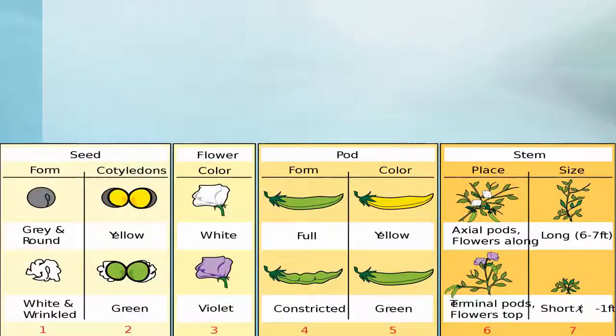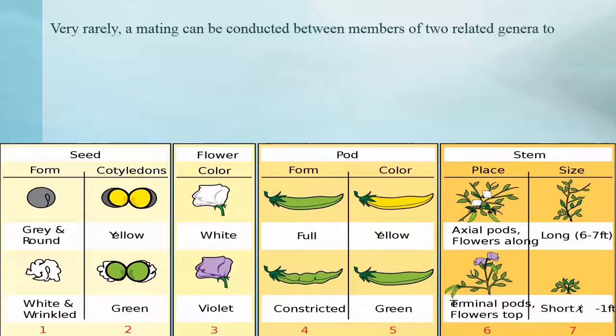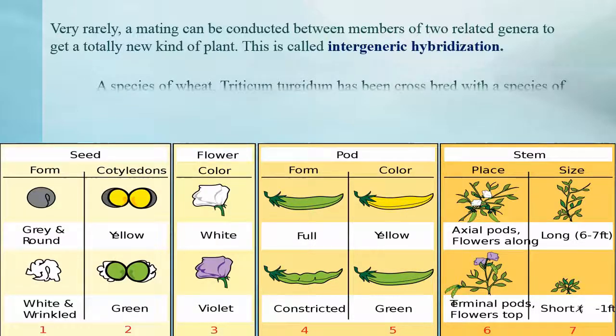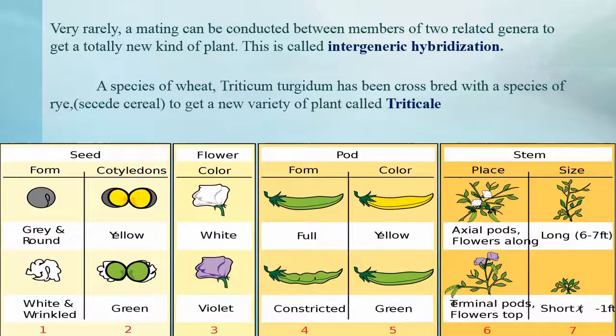Very rarely, a mating can be conducted between members of two related genera to get a totally new kind of plant, and this is called intergeneric hybridization. A species of wheat, Triticum turgidum, has been crossbred with a species of rye, Secale cereale, to get a new variety of plant called triticale.